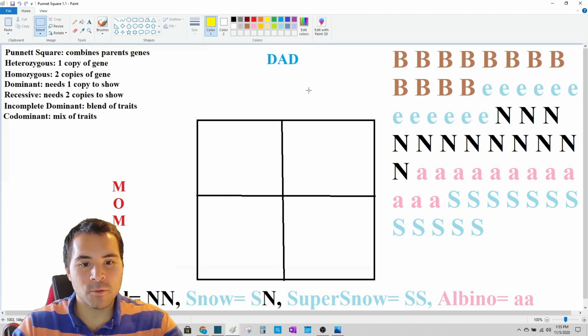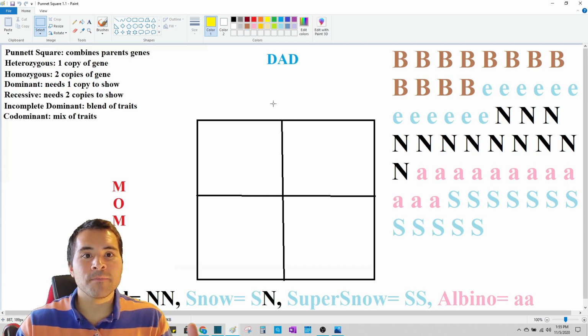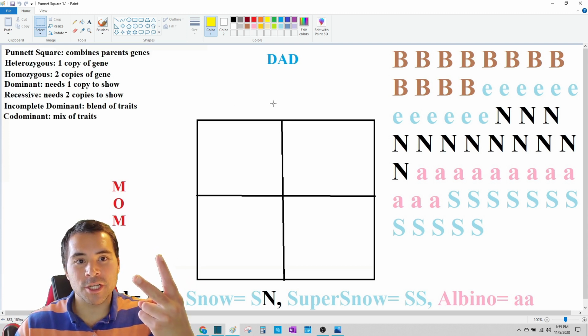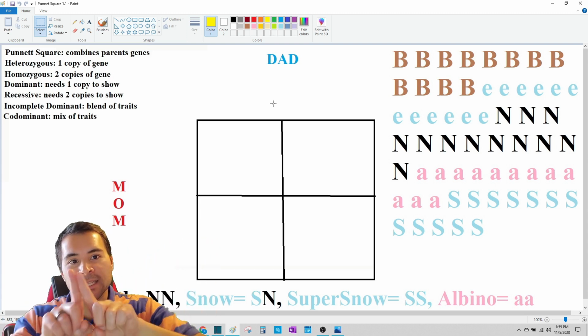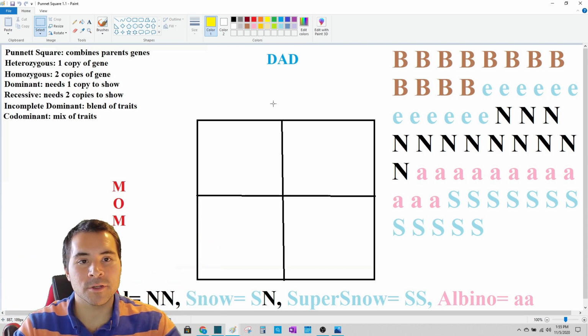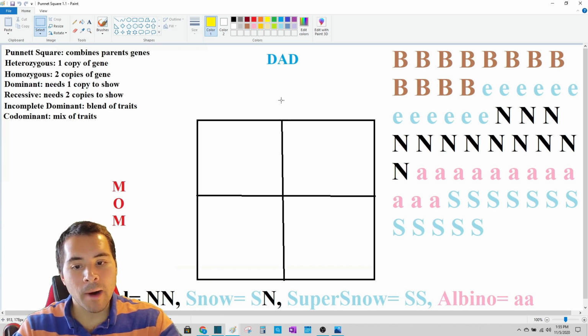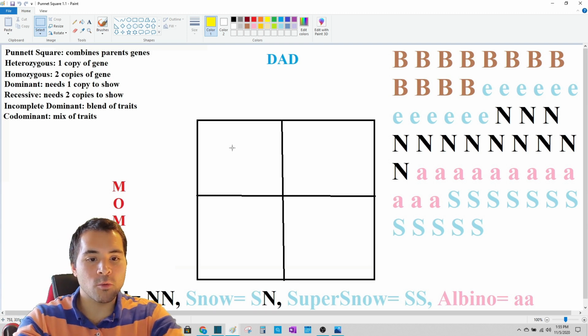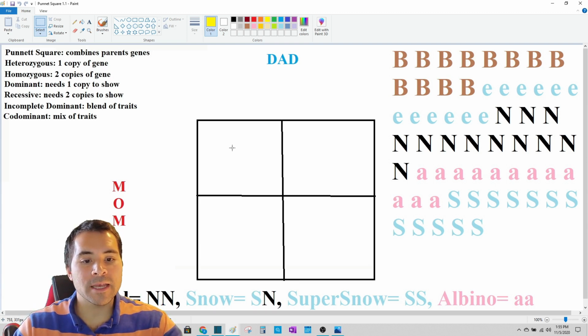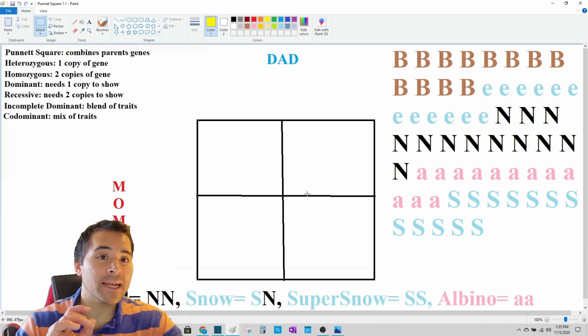In this Punnett square, the copies of genes that your dad has are going to be represented up top. Remember, every living organism has 2 copies of the genes before it splits apart and passes on to its children. So your dad is going to have 2 copies of the genes. Your mom is going to have 2 copies of her genes. And then within this square is going to be the outcome of what could possibly be passed on to you.